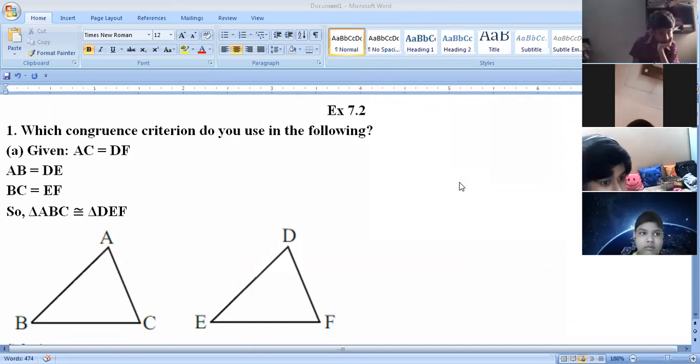Yes. AC is equal to DF. Here you can see this side AC is equal to DF. It is given here.